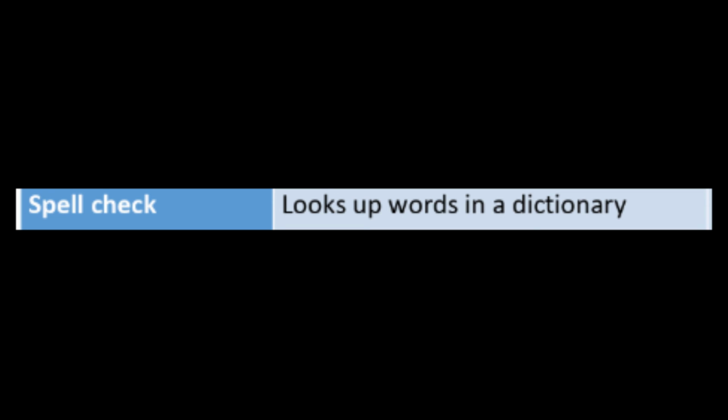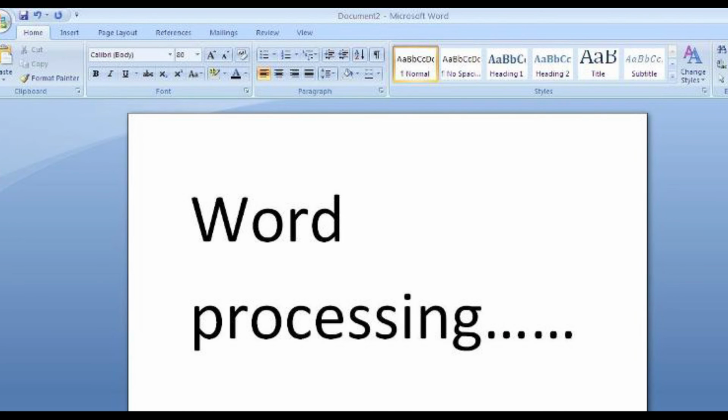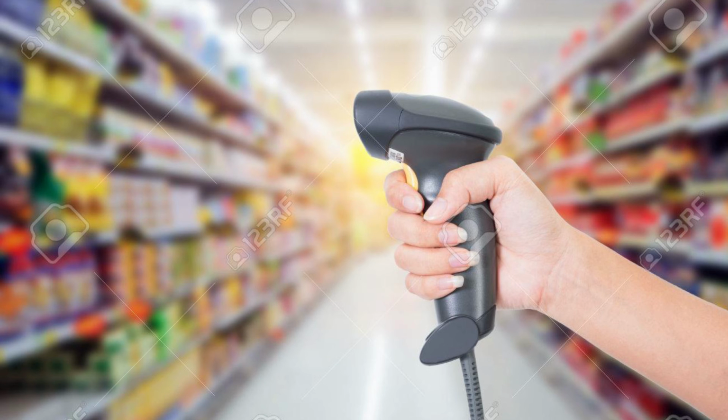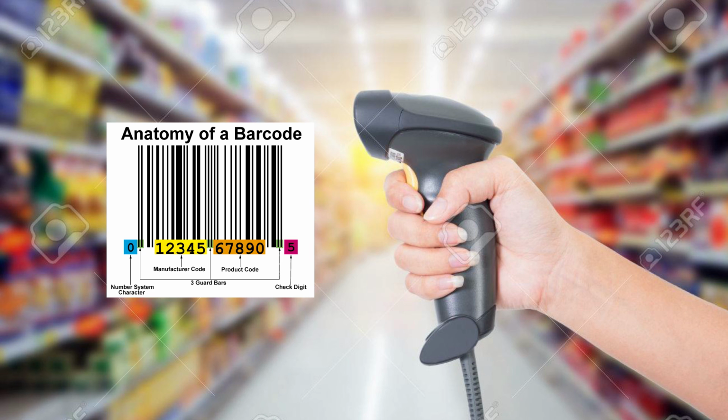Spell check. Looks up the words in a dictionary. For example, when word processing. And last one, check digit. It is when the last one or 2 digits in a code are used to check the other digits are correct. For example, barcode readers in supermarkets use the check digits.